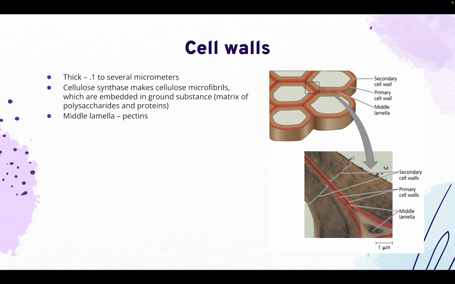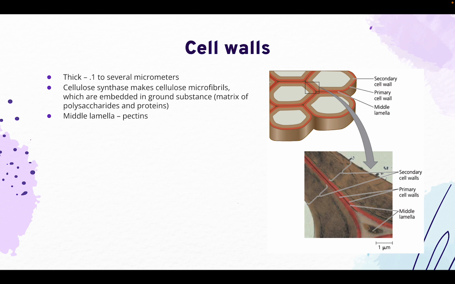And a lot of the time, after that secondary cell wall is laid down, the plant cell dies. So you've just got dead cells right there. Cellulose synthase makes cellulose microfibrils, which are embedded in the ground substance, which is a matrix of polysaccharides and proteins. So that's how your cell walls are made. You've got those polysaccharides and proteins there, and then those cellulose microfibrils, which are kind of like strings of cellulose, and they're laid in a specific pattern. So your cell walls are really strong.